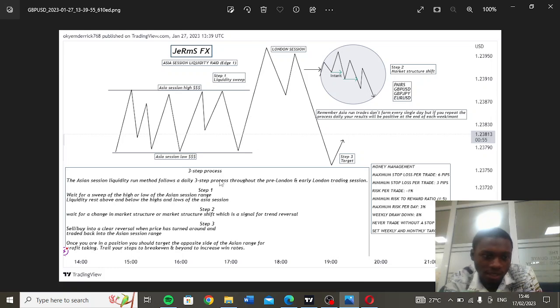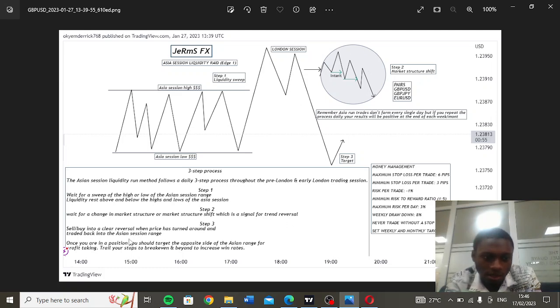So that's the first step: wait for the sweep. The second step is to wait for a shift in market structure. This is a curve representation of it. At this point, the market is making higher highs and higher lows. Once we see a break of structure, the buyers change and start looking for a sell. This is the changing character, and we essentially do this on the lower time frame.